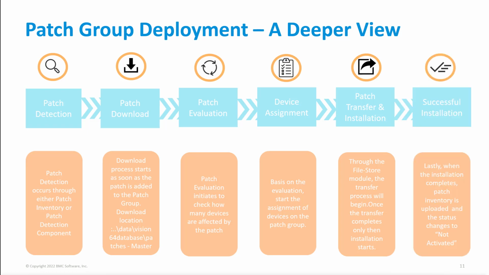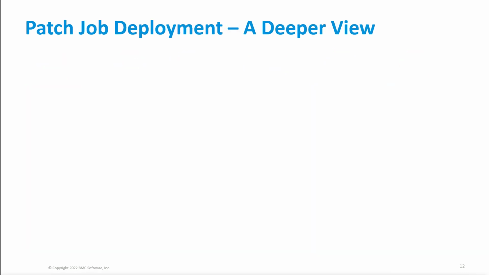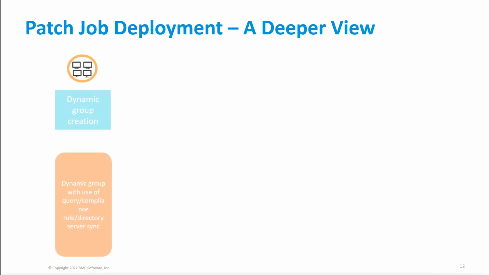Lastly, when the installation completes, a new patch inventory is uploaded and status changes to not affected by patches in the group and details column shows not activated. Let's review the patch job workflow. The procedure does not change, but the concept of adding patches in assignment does. To make the assignment in the patch job simpler, a dynamic group is created. For example, you can create a dynamic group by building a query to list the devices running Windows 10 operating system.